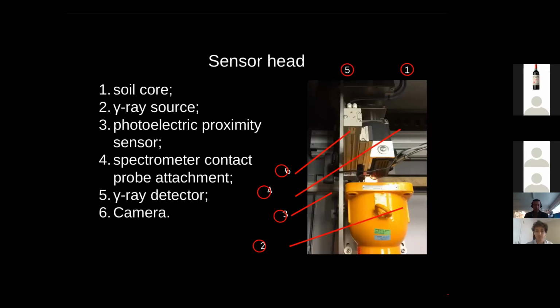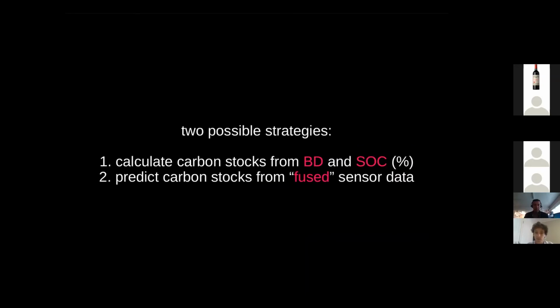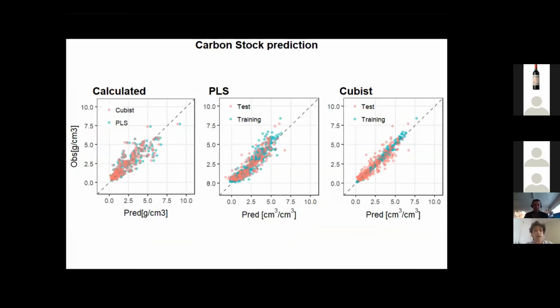I'll go very briefly on that, but it shows that different sensors can collaborate and give us different information. What we showed on a set of cores collected across New Zealand is that rather than looking at bulk density and combining it with the percent carbon, which is that panel here, we can much better fuse those two pieces of information as a multidimensional data set and directly predict the carbon stock from this information.